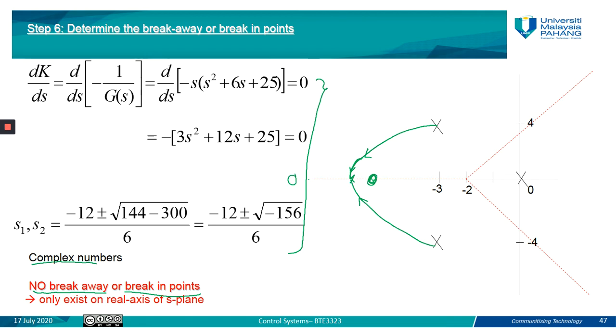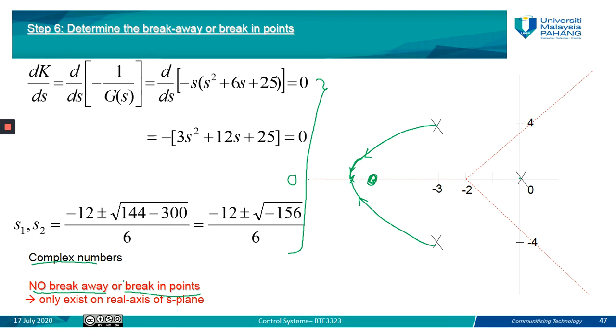But we do not have any zeros here, so we only have one pole on the real axis. So if we double check here to do the calculation, we are not going to obtain any breakaway and break-in point.